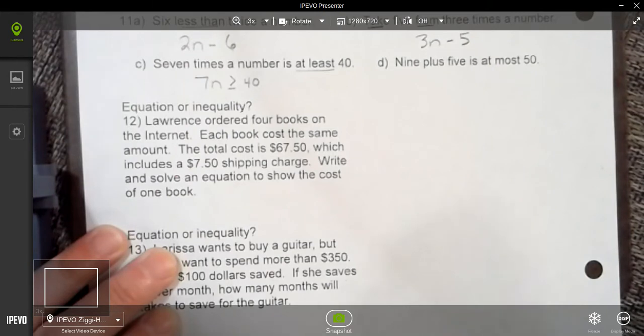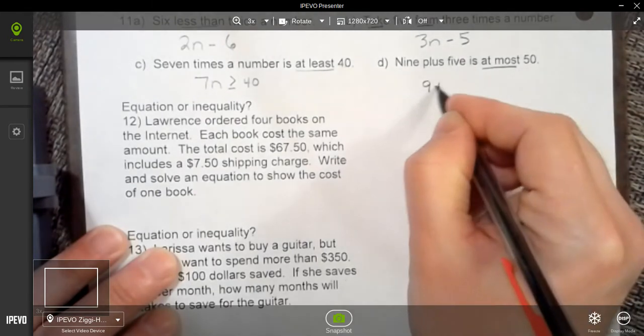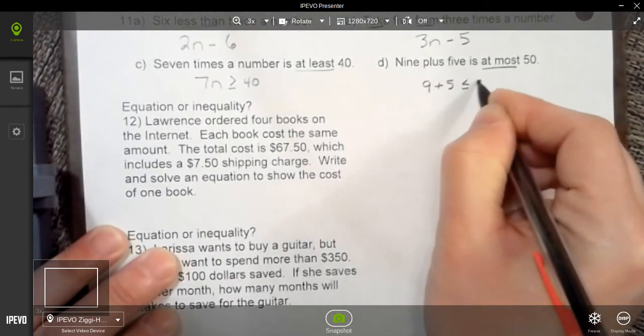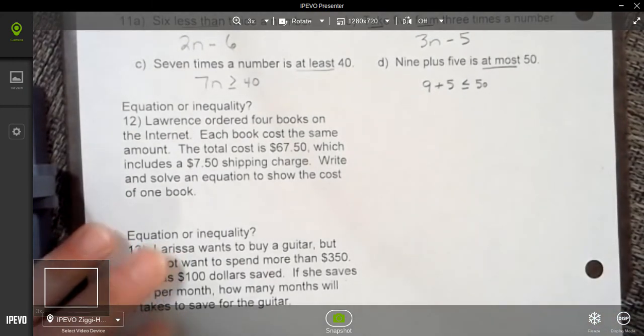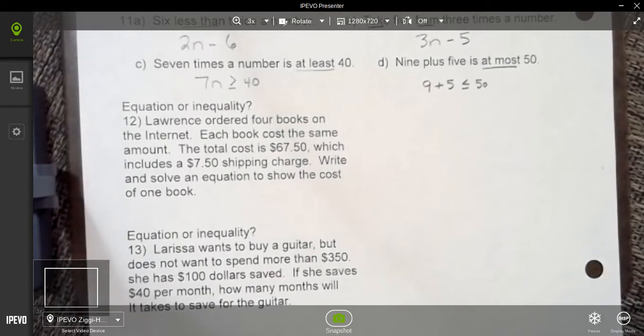In part D, it says 9 plus 5 is at most 50. Again, at most up above we said was less than or equal to. So we can just write 9 plus 5 is less than or equal to 50, which is a true statement. That would say 14 is less than or equal to 50, and it is.